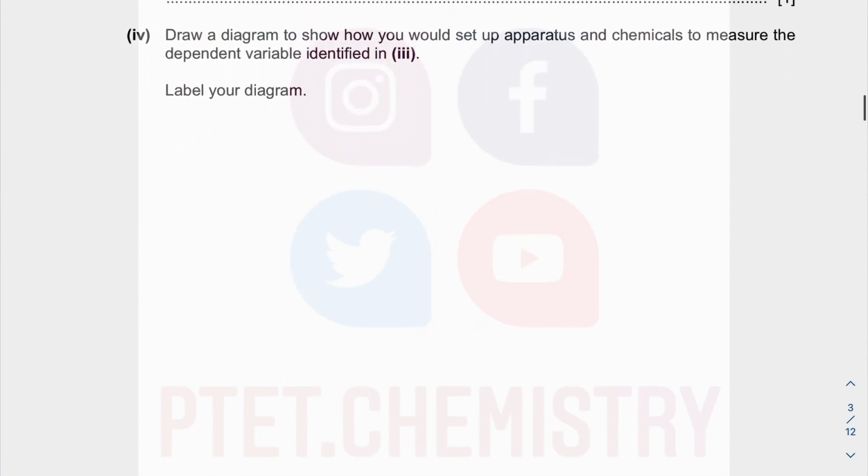So now you have to draw a diagram to show how you would measure the dependent variable, basically the volume of gas. This is typically gas collection. So you have done gas collection in GCSE and O-level, when you were 14 to 16 years old. We talk about thermal decomposition, you need to collect gas. This is a carbonate acid reaction, you need to collect gas. Sometimes you have thermal cracking or catalytic cracking.